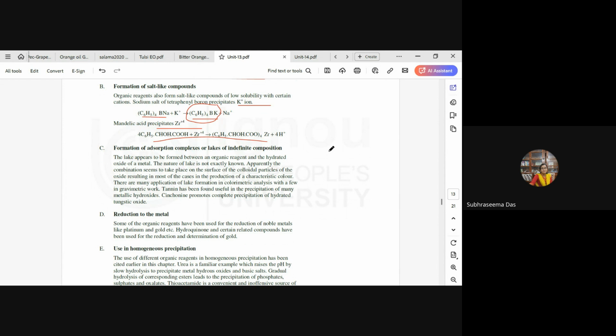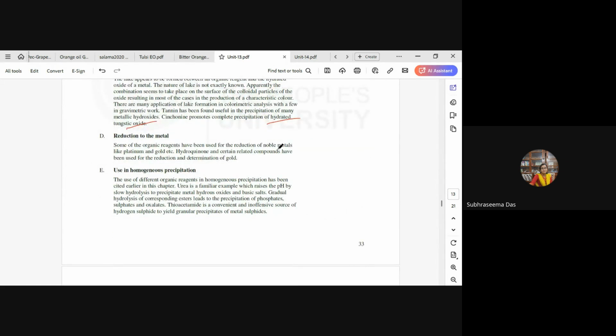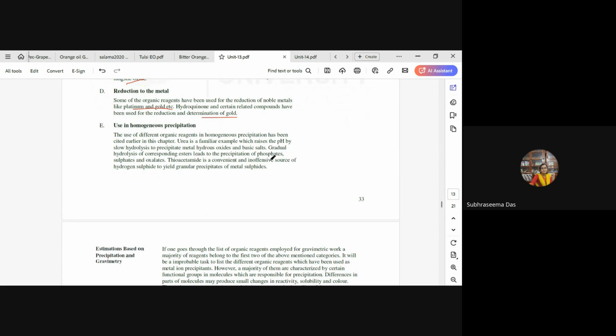For example, tannin has been found useful in the precipitation of many metallic hydroxides. Even cinchonine promotes complete precipitation of hydrated tungstic oxide. So this is how lake complexes help in the identification or precipitation process. Then coming to reduction to the metal, some of the organic reagents have been used for the reduction of noble metals like platinum and gold. Hydroquinone and certain related compounds have been used for the reduction and determination of gold. So this is one application.